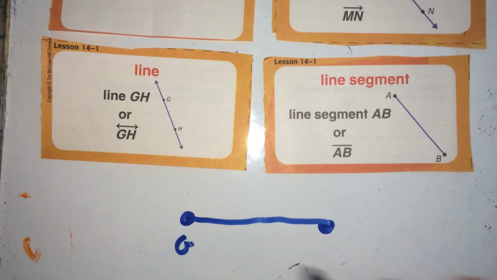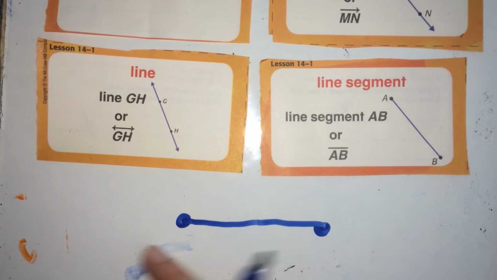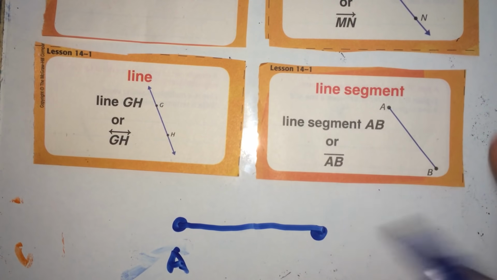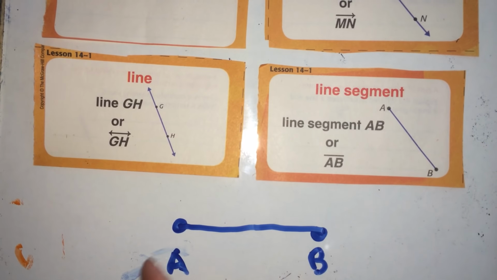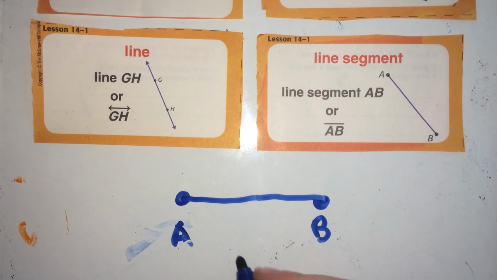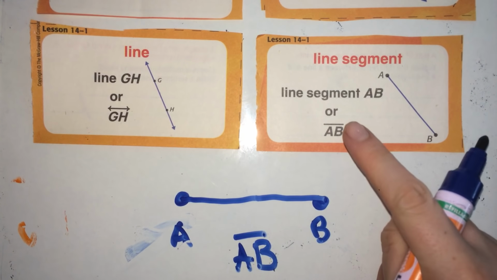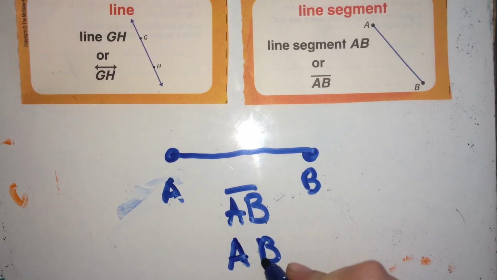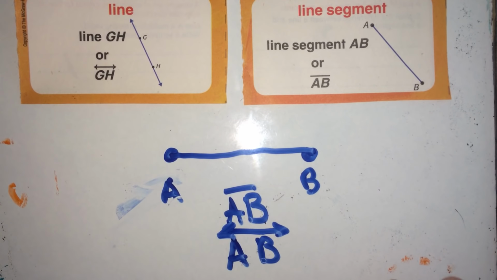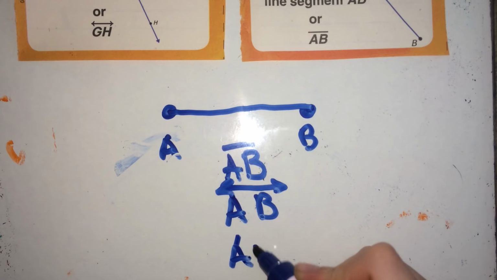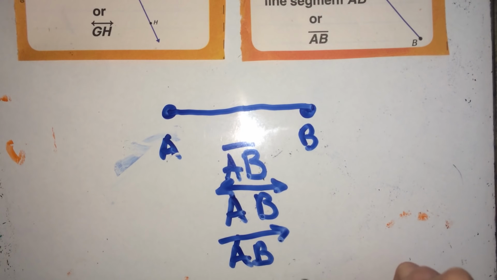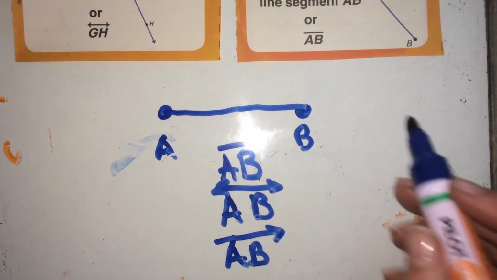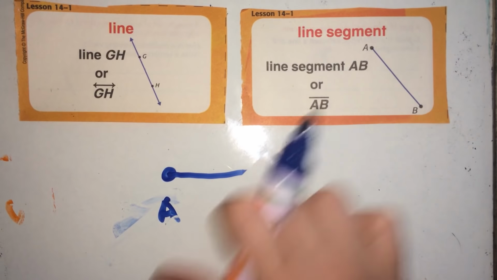Okay, so if we call this G, we'll call it A. This is a line segment. And B, it's line segment AB. And we show this by just doing AB and drawing just a simple line segment over top of it. If we did it like this, AB, that would make it a line. And if we did it like this, AB, that would make it a ray. Okay, see the difference? We're going to review this in class so that I know that you know.